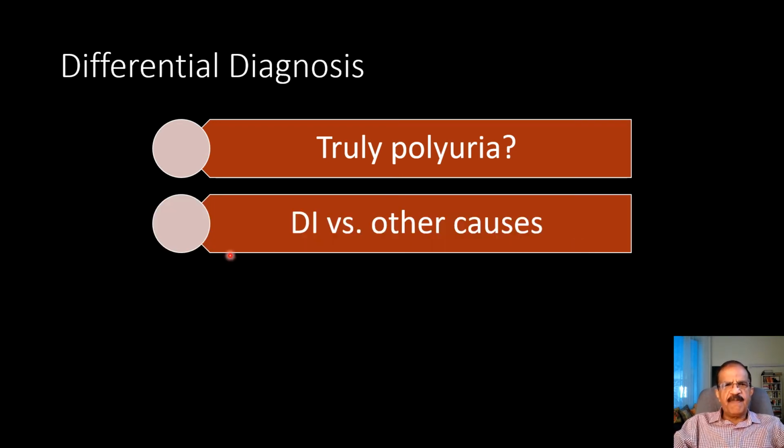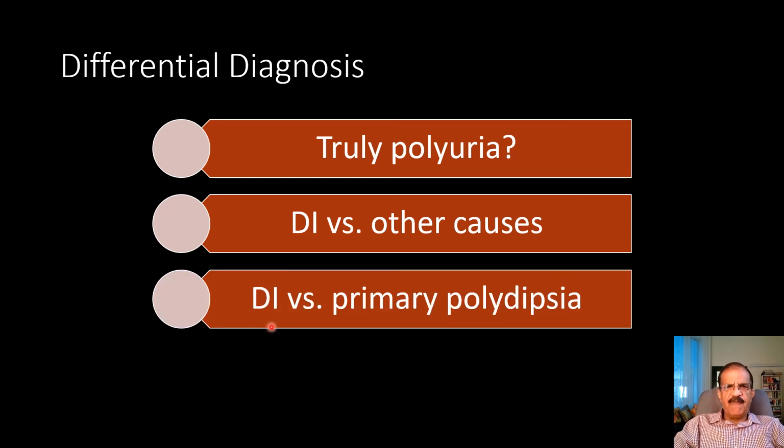The second step is diabetes insipidus versus other causes of polyuria. Diuretics, for example, can cause polyuria. Uncontrolled diabetes mellitus can cause polyuria. Some other electrolyte abnormalities like hypercalcemia can cause polyuria. So we have to rule out other simple causes of polyuria, especially diuretics. So that is the second step. Once we do this, we are sure that the patient is very likely to have diabetes insipidus.